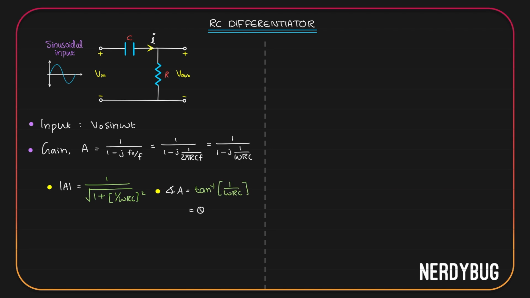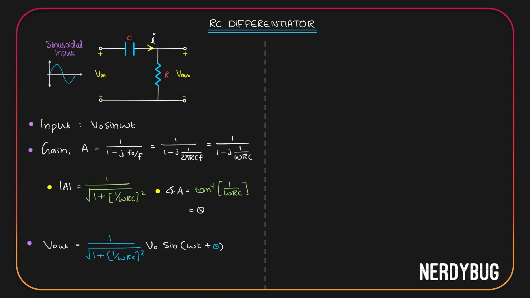Now the output of the circuit is going to be input multiplied by the gain. Multiplying the input by the gain will change its amplitude by this much and phase by this much. So we can write V output is equal to 1 by root of 1 plus 1 by omega RC squared multiplied by V0. This will be the new amplitude. Sine of omega t plus theta. Theta is the phase that is added by the gain.